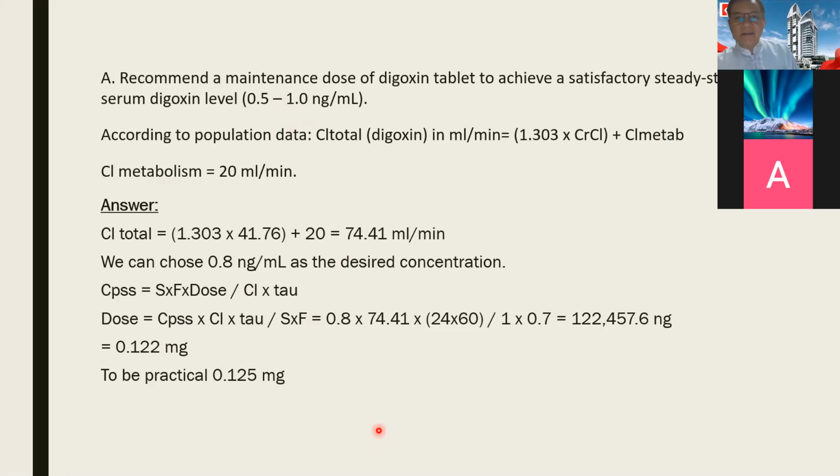I didn't use the IBW, so the creatinine clearance I got is 50 something. The formula I use is the one sir mentioned just now, the creatinine clearance. So you get the lower or higher category? Higher, because I used the higher one. It's higher because the weight I use is not IBW. Then this one is the total clearance of digoxin, right?